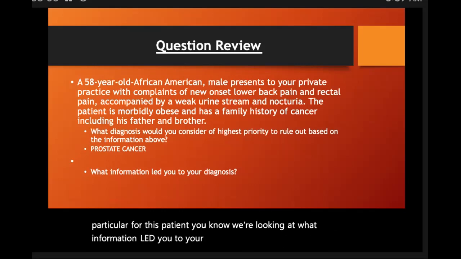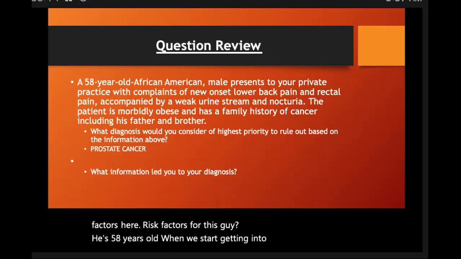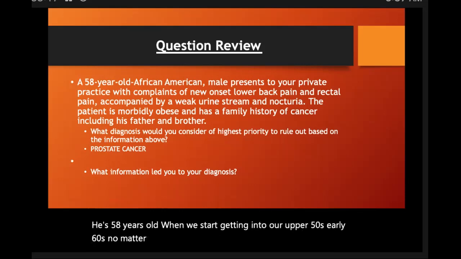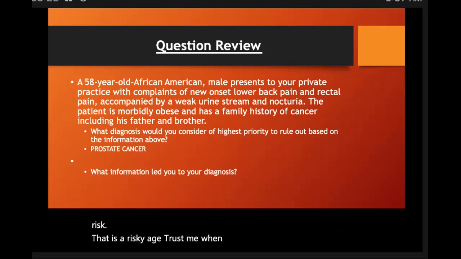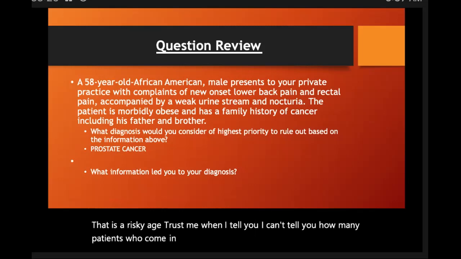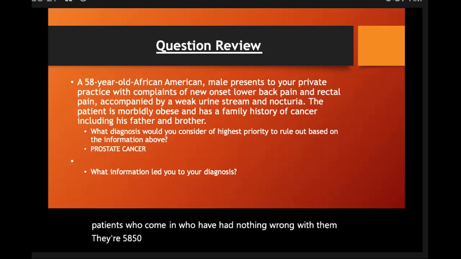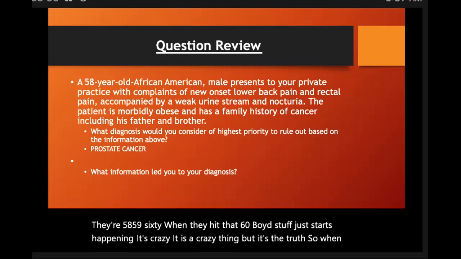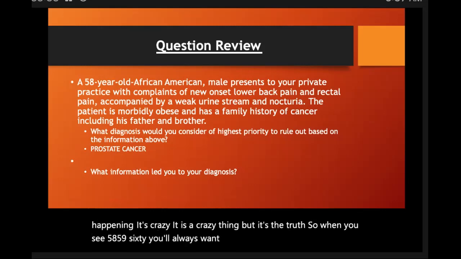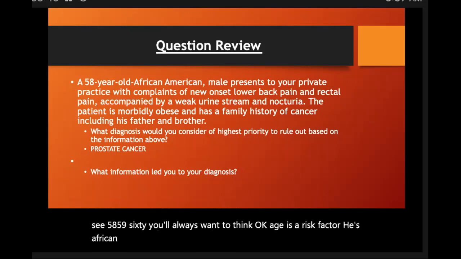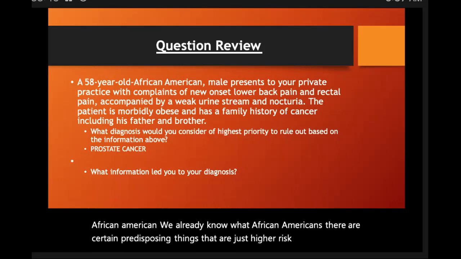Well, I've got quite a few risk factors for this guy. He's 58 years old. When we start getting into our upper 50s, early 60s, no matter what color, no matter what our health is, we're at risk. That is a risky age. Trust me when I tell you, I can't tell you how many patients come in who've had nothing wrong with them. They're 58, 59, 60. When they hit that 60, boy, stuff just starts happening. It's crazy, but it's the truth. So when you see 58, 59, 60, you always want to think, okay, age is a risk factor. He's African-American. We already know with African-Americans, there are certain predisposing things that are just higher risk, right? So, okay, we have that under our belt.